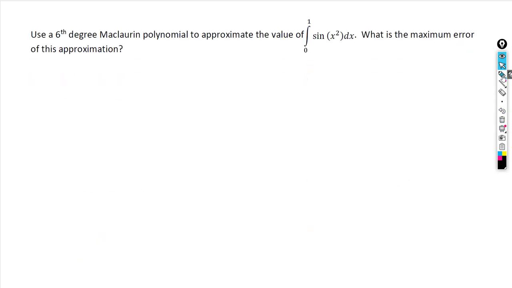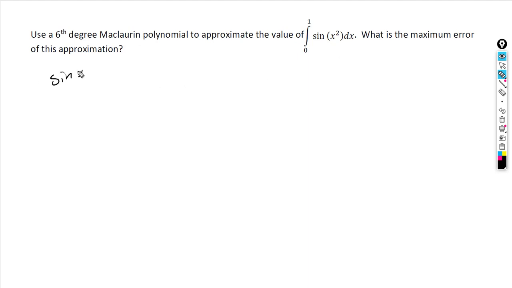Let's do the last one here. Use a 6th degree Maclaurin polynomial to approximate the value of the integral of sine of x squared. What is the maximum error of this approximation? So first, I have to find the expansion of sine of x squared.